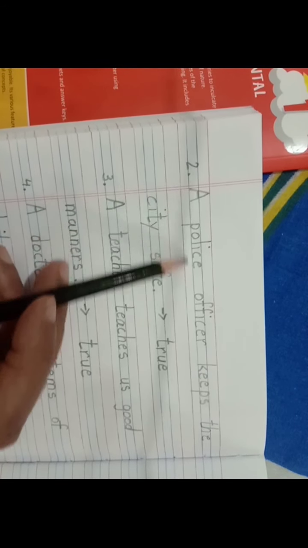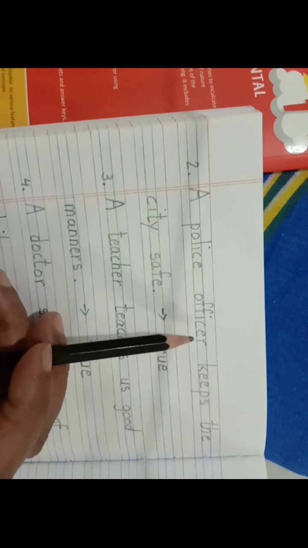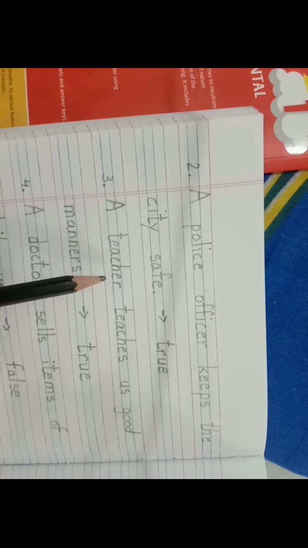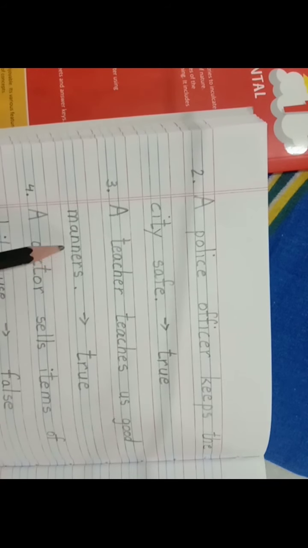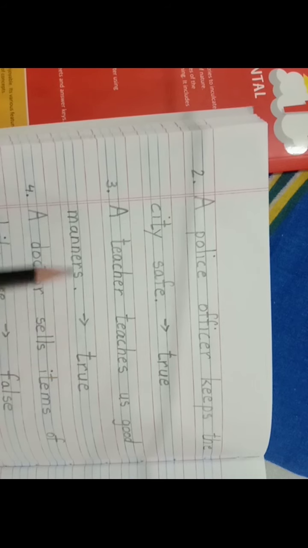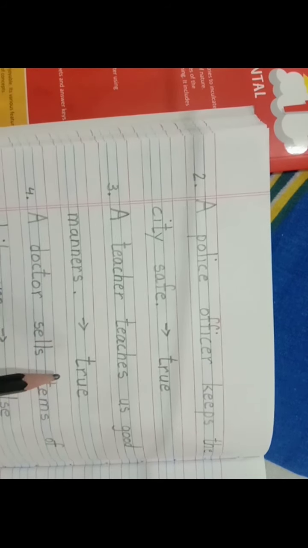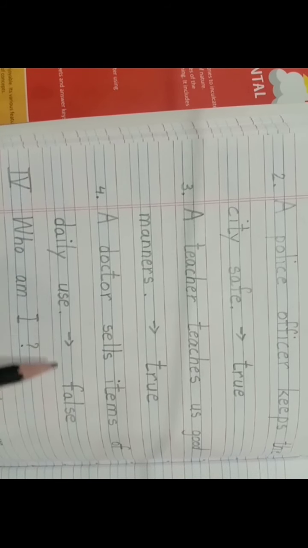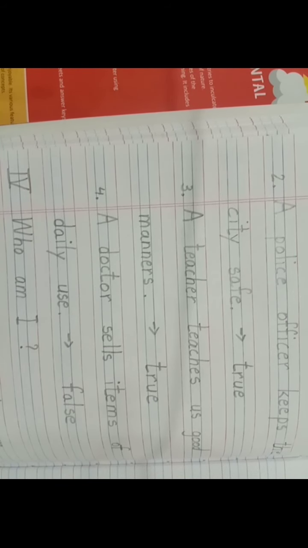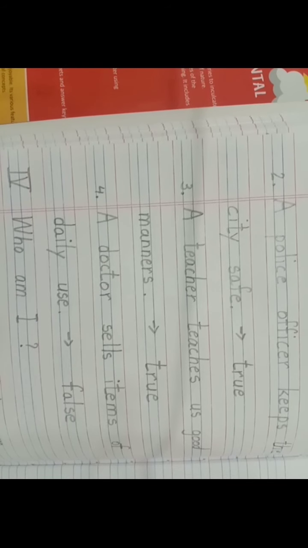Two in the margin, a police officer keeps the city safe. True. It is the right answer. A teacher teaches us good manners. True. A doctor sells items of daily use. False. Who sells items of daily use? The grocer sells items of daily use.